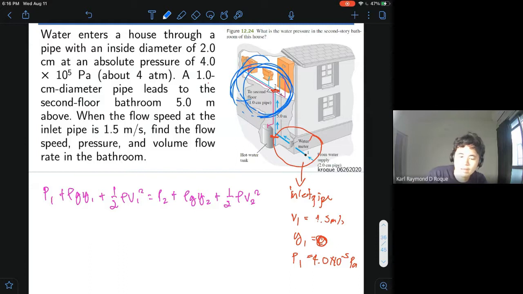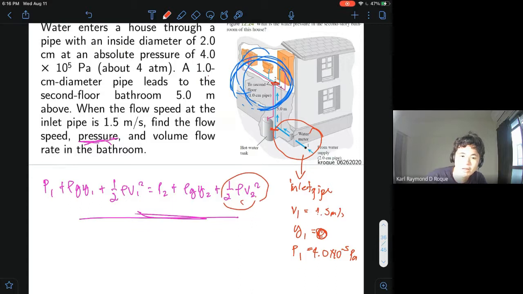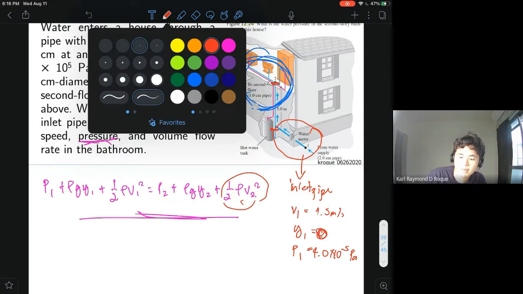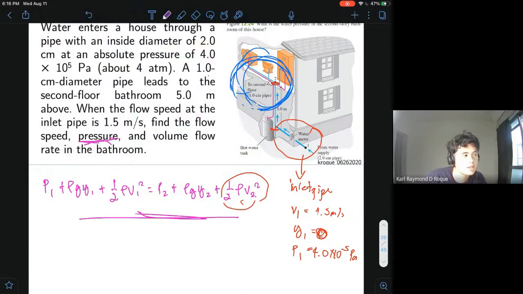To get the pressure, we need to use this. But first we need to get V2. How can we get V2? We have the continuity equation.